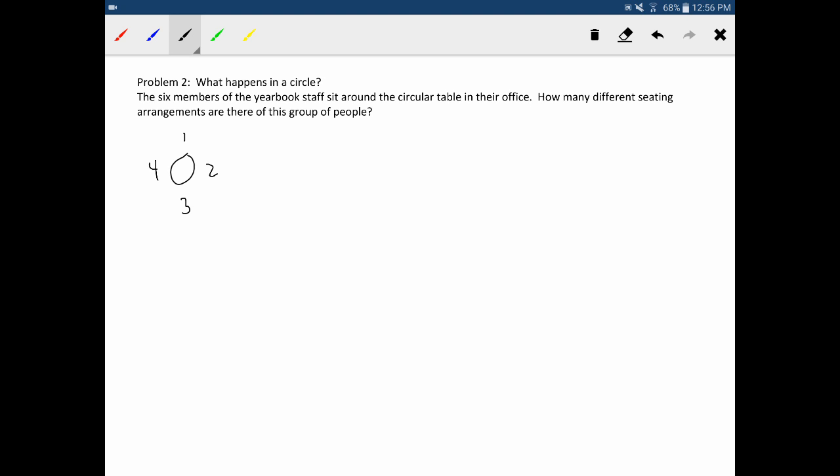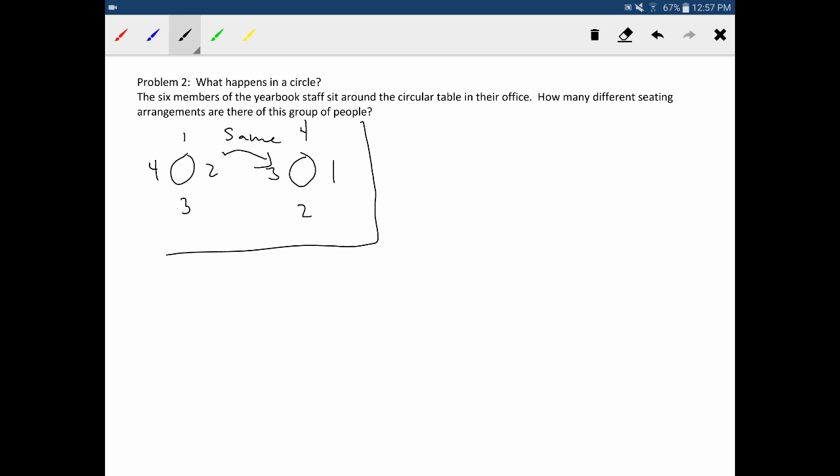If I take that same table with that same group of people, and I say, what if I put person number 4 there, person number 1 there, 2 there, and 3 there? You'll notice that I've just turned the table. This is the same as this. So these two scenarios are exactly the same scenario. We've just rotated the actual table. So this is not different.